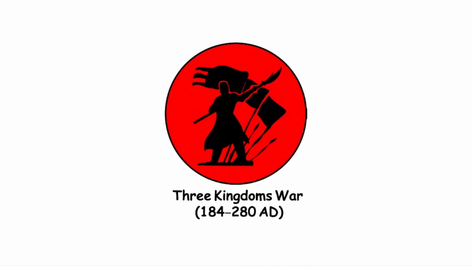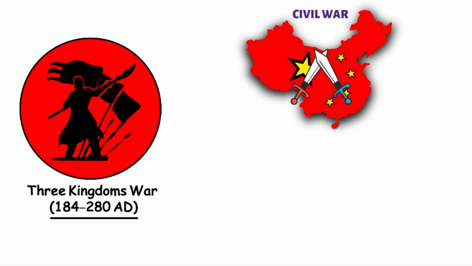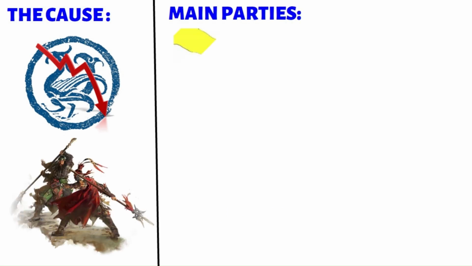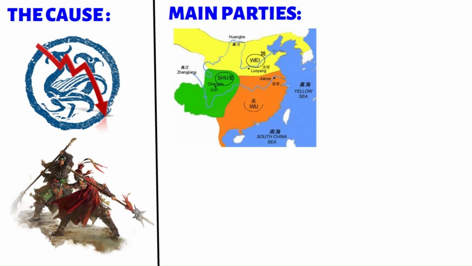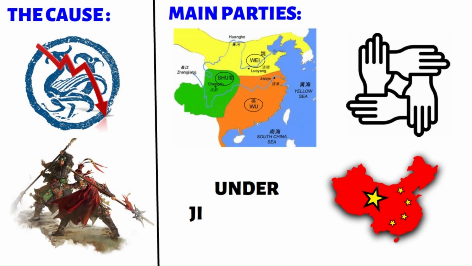Three Kingdoms War, 184 to 280 AD. The Three Kingdoms War was a period of civil war and fragmentation in China. The cause was the decline of the Han Dynasty and the struggle for power among warlords. The main parties were the states of Wei, Shu, and Wu. The war concluded with the unification of China under the Jin Dynasty.